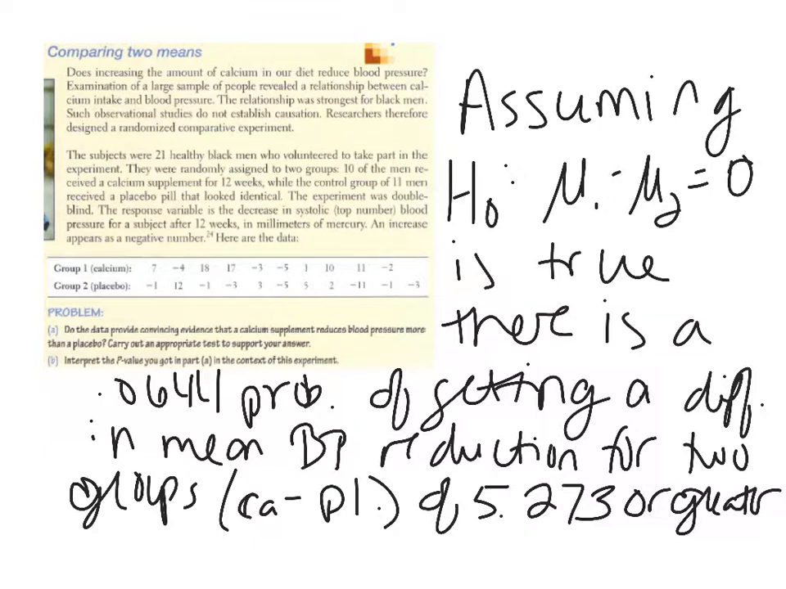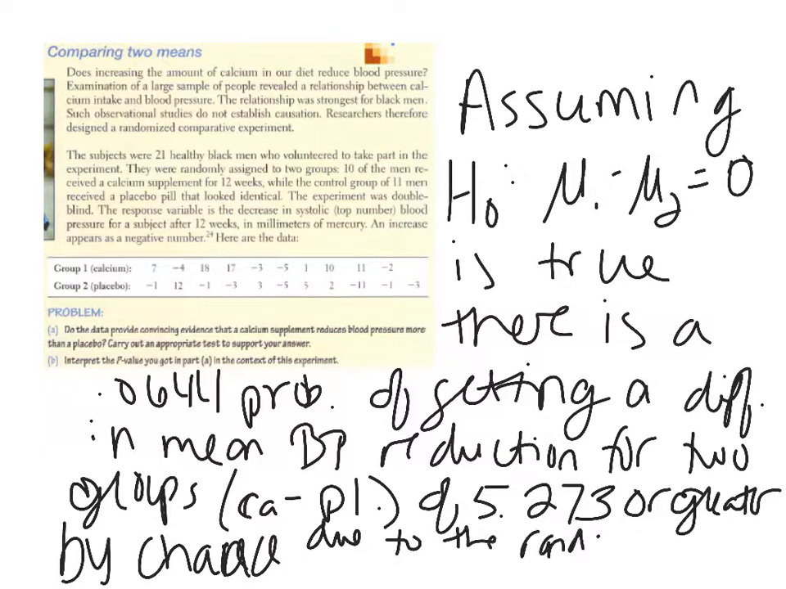And that 5.273 is our mean difference between the two, because group 1 had a mean of 5 and group 2 has a mean of negative 0.273. So our mean difference between the two, 5 minus negative 0.273, gives us 5.273, or greater, because our alternative hypothesis was greater, by chance involved in the random assignment. By chance due to the random assignment of the groups, because you could have just had somebody that responded better than somebody else. So this is our interpretation of our p-value.